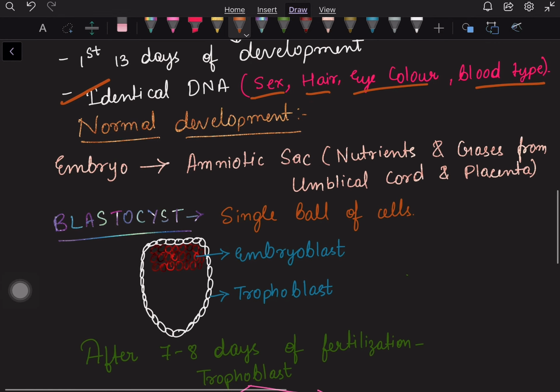When it comes to normal development, the embryo goes into the amniotic sac, where it gets the nutrients and gases from the umbilical cord and the placenta. This happens when there is only one embryo. But when it comes to twins, when there are two embryos, it is not the same case, because they don't get two separate amniotic sacs. They have the same amniotic sac, which they have to share.